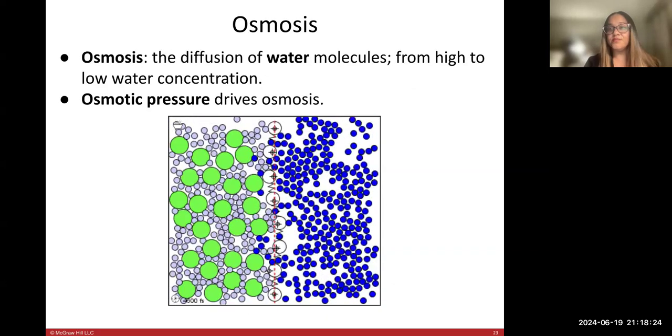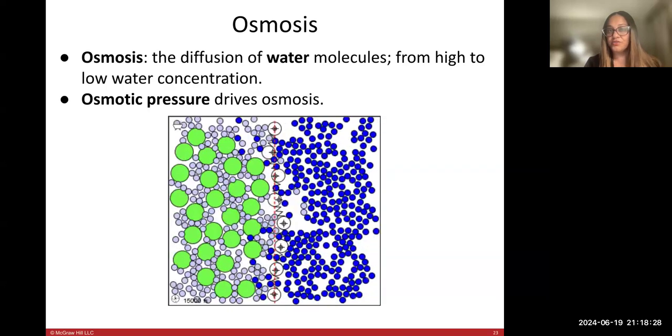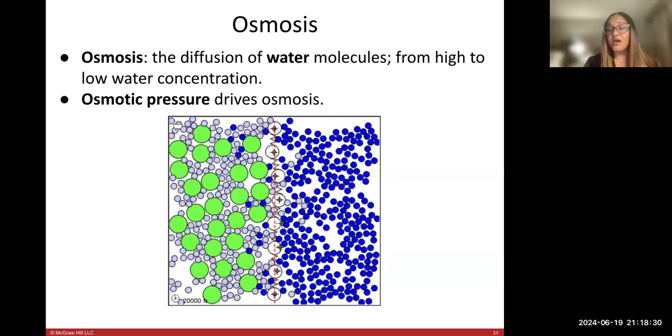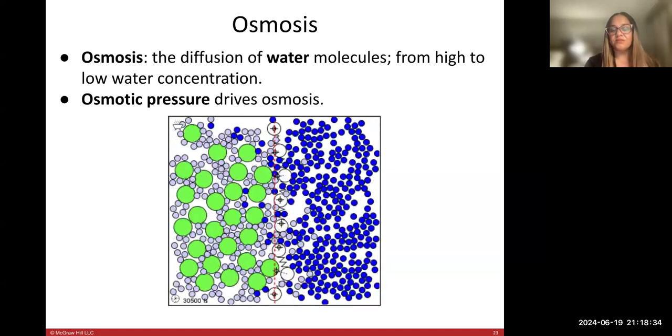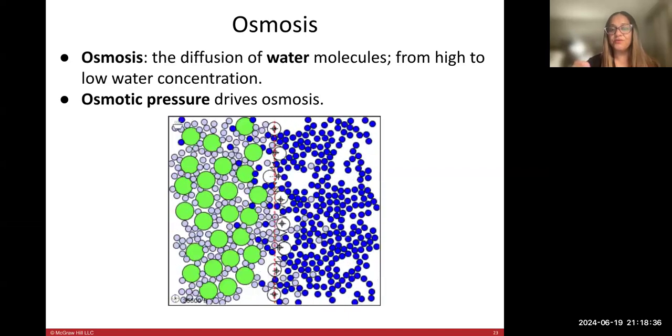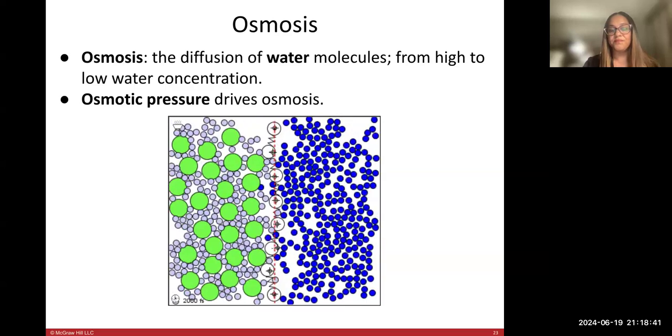Osmosis is the special word for the diffusion of water molecules from high to low water concentration, and something called osmotic pressure drives osmosis. There's a pressure for those water molecules to spread out evenly on both sides of the membrane.